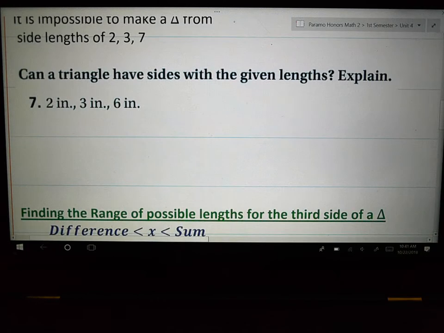Here is an example. And here's number 7 in your book. Can a triangle have sides with the given lengths? Explain. 2 inches, 3 inches, 6 inches. Look at it. And now say, is your answer yes or no? Say it out loud. How many people say yes? Raise your hand. I would say no. Raise your hand. The majority is no, and the no's are correct.